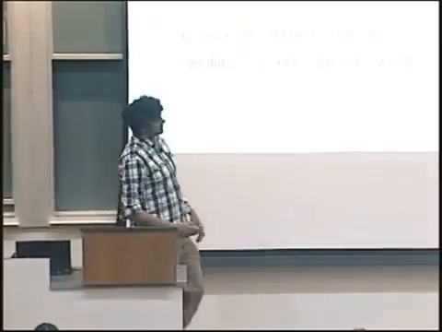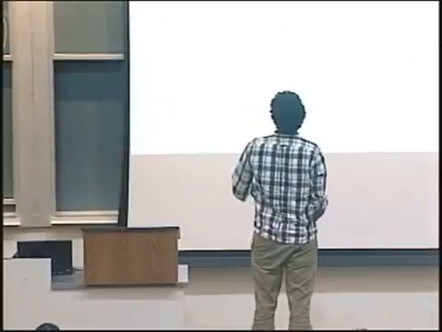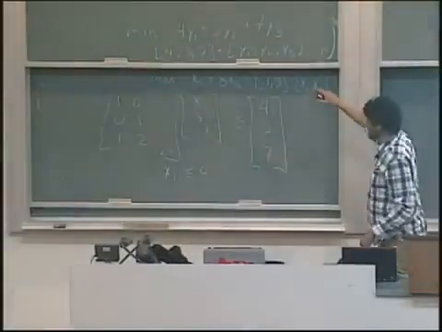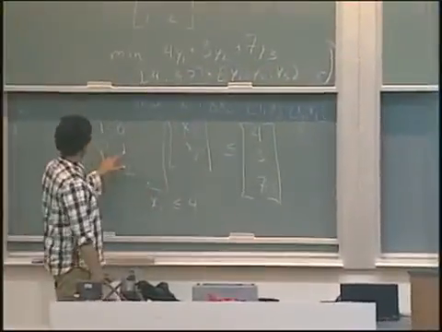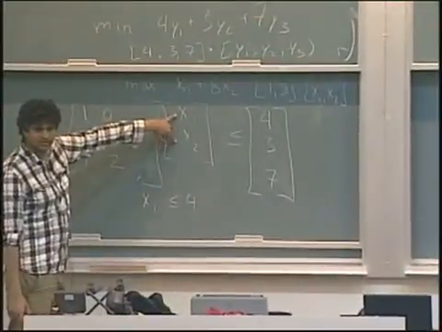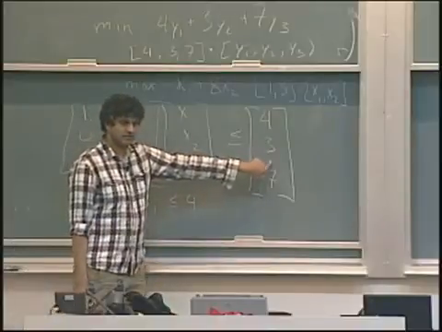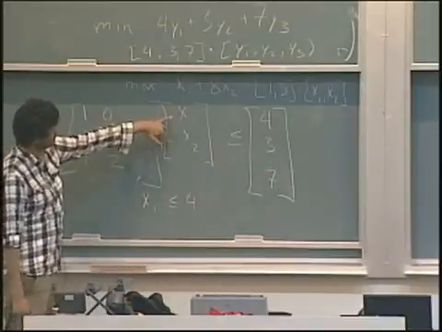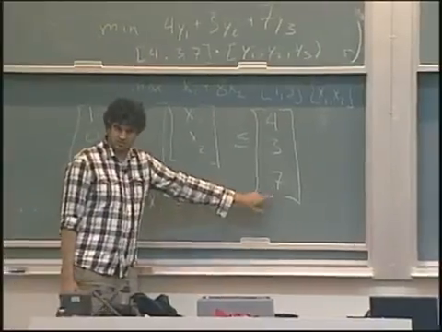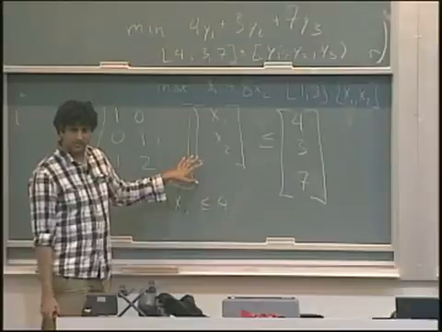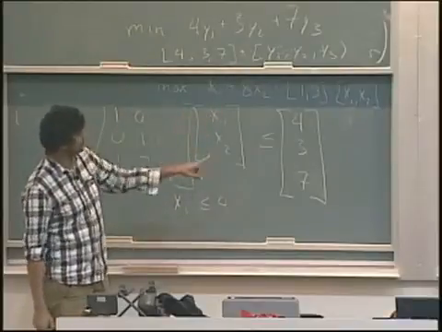Okay, so let me go over this matrix form a little bit here. This is our example. I just wrote out the matrix for it. So our equations were x1 is less than or equal to 4, 0, 1 times x, this row times this column, x2 is less than or equal to 3, and x1 plus 2x2 is less than or equal to 7. So you write them out as a matrix. That's what this Ax is less than or equal to b is.